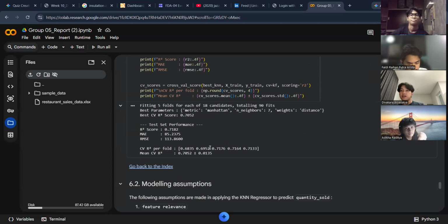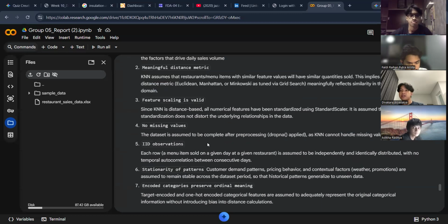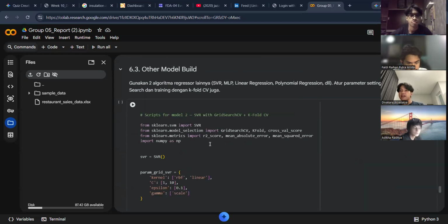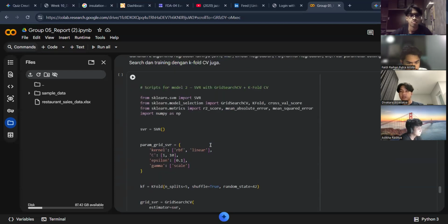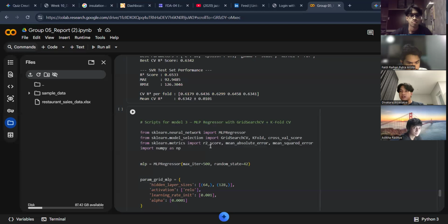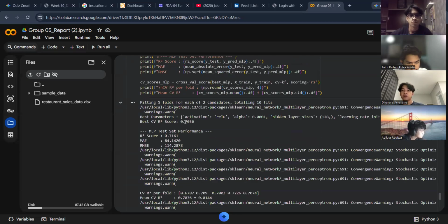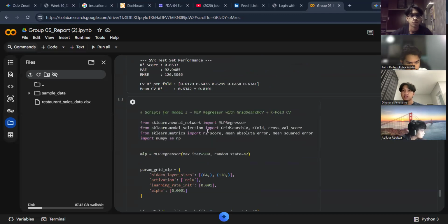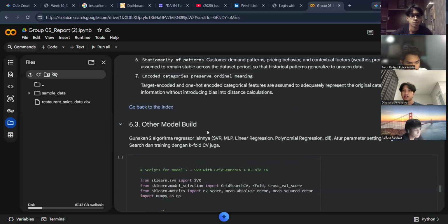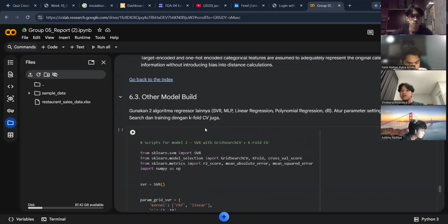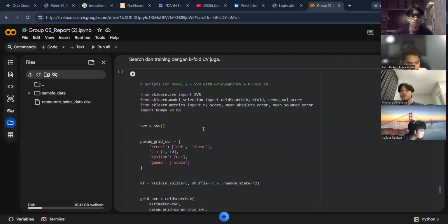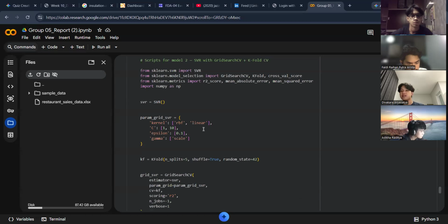And for the second model, the MLP regressor, the parameters tuned are hidden layer sizes, which are 64 and 128 neurons. Activation is ReLU. Learning rate init is 0.001, and the best parameter for hidden layers is 128. The activation is ReLU. And for the third model, the SVR, the parameters tuned are kernel, which is RBF and linear, C, which is 1 and 10, and epsilon, which is 0.1. The best parameters are C equals 10 and kernel equals RBF.